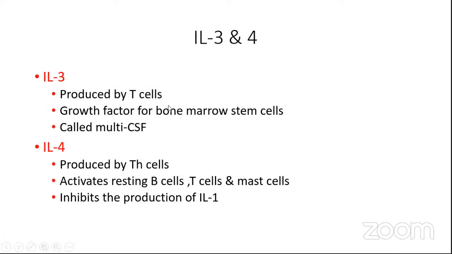And interleukin 3 is produced by T cells, a growth factor for bone marrow stem cells, and it is called multi-CSF. Interleukin 4 is produced by T helper cells, and this interleukin 4 produced by T helper cells activates the resting B cells, T cells, and mast cells, and inhibits the production of interleukin 1. So they are all interrelated. One will suppress or activate the production of another interleukin.